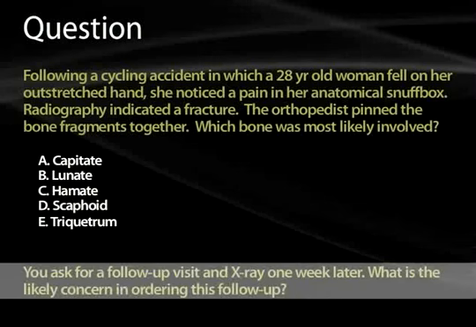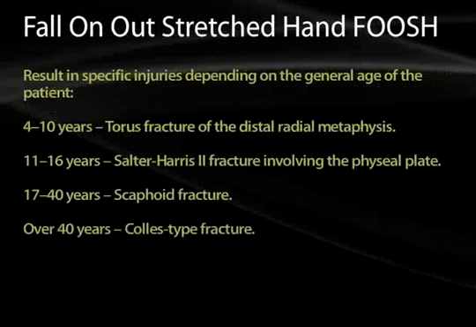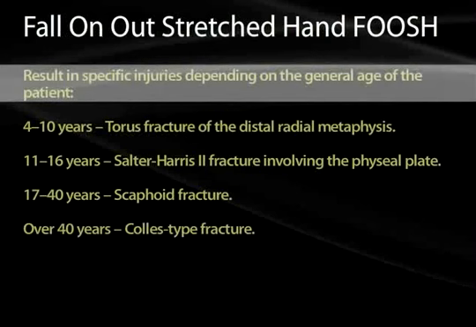If you were to ask this person for a follow-up visit with an x-ray a week later, why is it likely a concern that you would order this follow-up? Well, in this particular case, the fall on an outstretched hand, or FOOSH injuries, oftentimes have deleterious effects that need close monitoring because of an avascular necrosis that can happen to the scaphoid bone. So let's think about what happens as these fall on outstretched hand injuries, or FOOSH injuries, are gender and age specific.